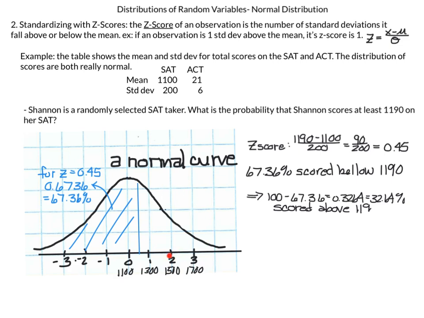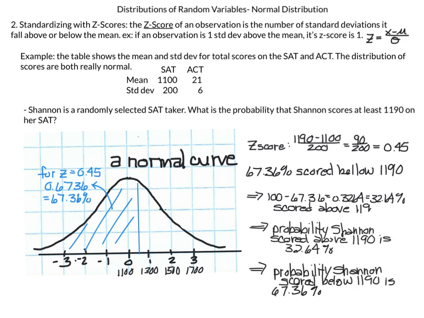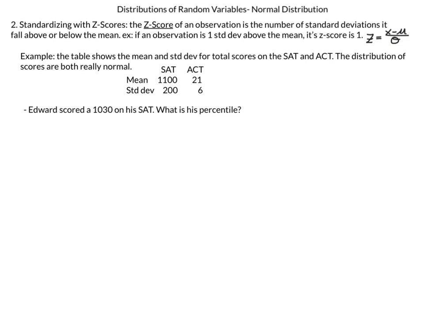Then how many people scored higher? Well, that's 100 minus the 67.36, or 32.64% of the test takers scored above the 1190. So if you just asked, what's the probability Shannon, or anyone else really, scores above 1190 for this exam, that's 32.64%. Right, that's this area here. What's the probability Shannon, or anyone else, random person, scores below 1190? Well, that's this blue area here, the 67.36%.